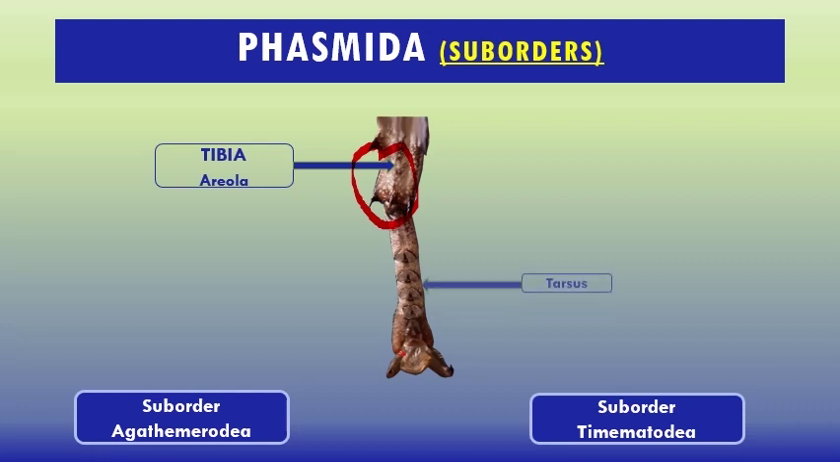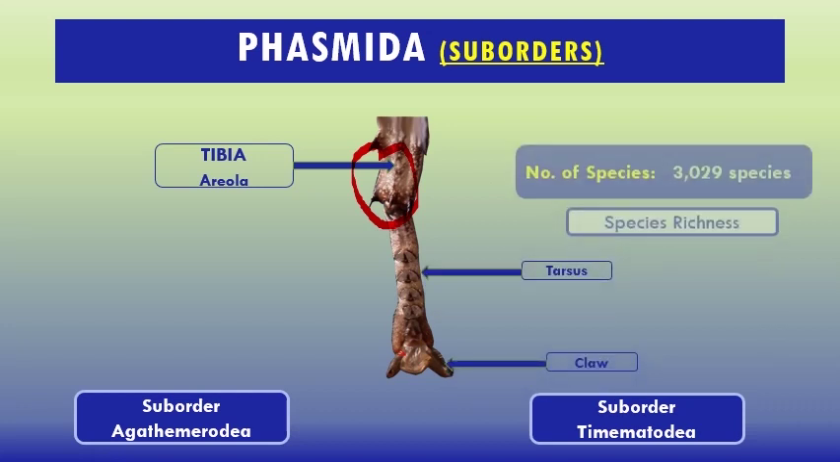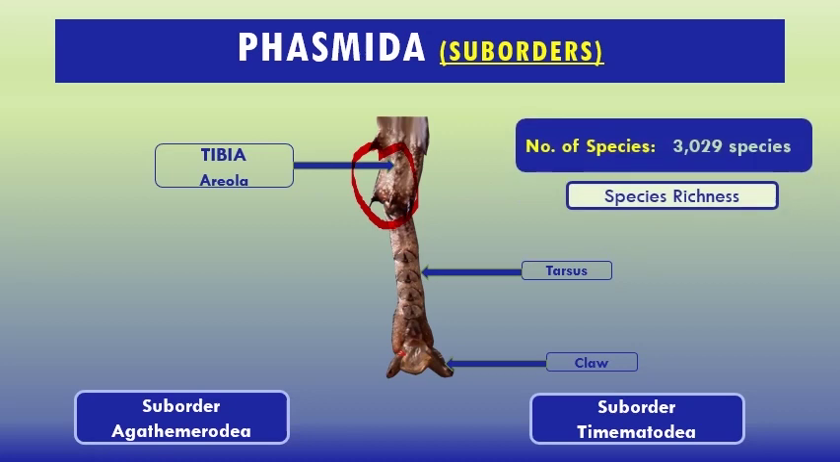The other parts here, tarsus, now claw. Species richness, about 3029 species of order Phasmida are described worldwide.